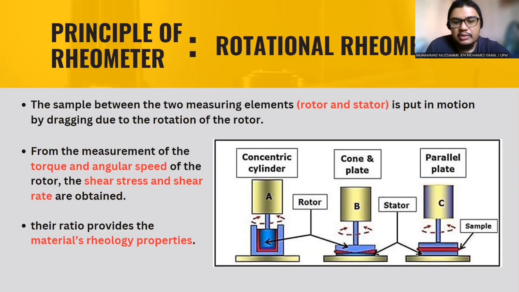As shown in the picture, we have three types of rotational rheometer. Just now we saw the main types of rheometer; now we see the types under the rotational rheometer. We have the concentric cylinder rheometer, cone and plate rheometer, and also the parallel plate rheometer.